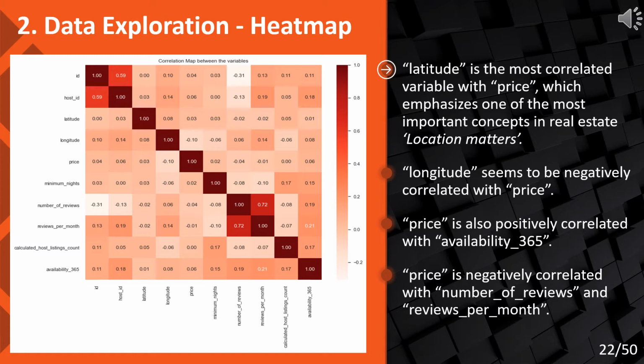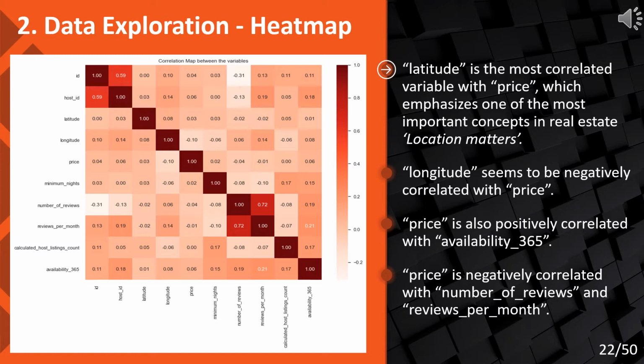Price is also positively correlated with availability 365, showing the fact that some Airbnb rental places are rented by hosts who list other properties, increasing the number of minimum nights. Price is negatively correlated with number of reviews and reviews per month, indicating that it is possible that the prior reviews could depress the prices to some extent.